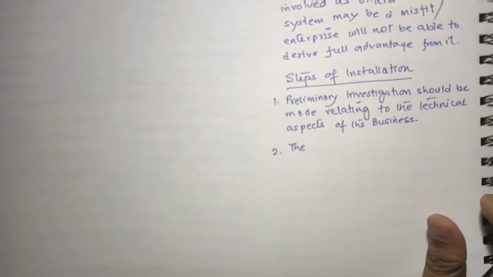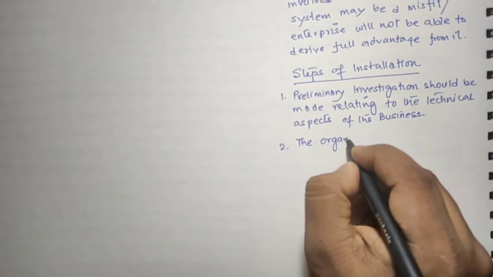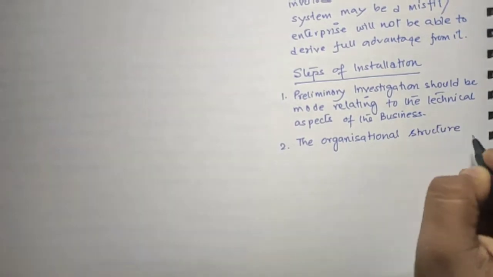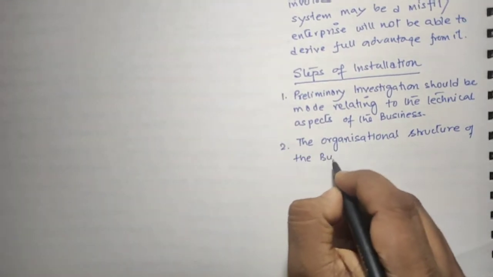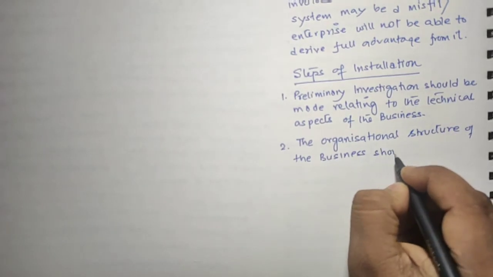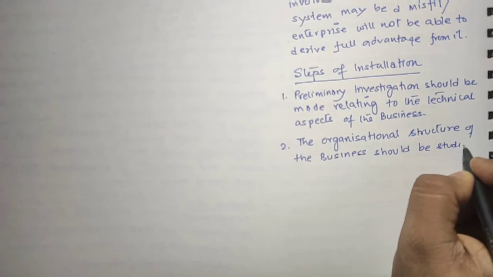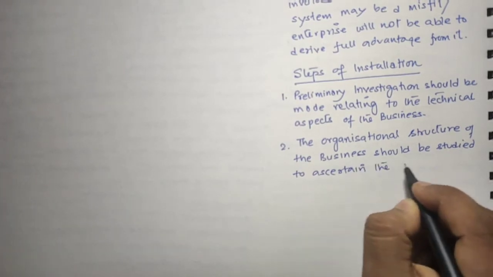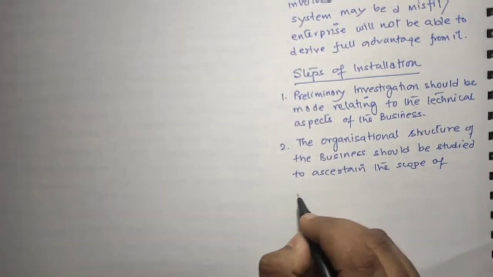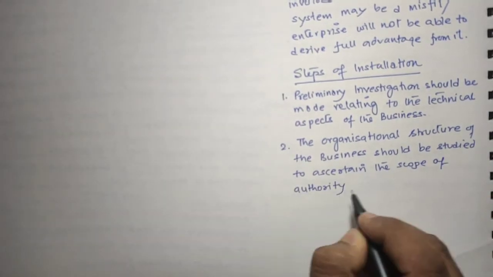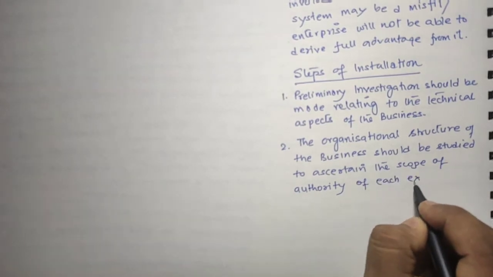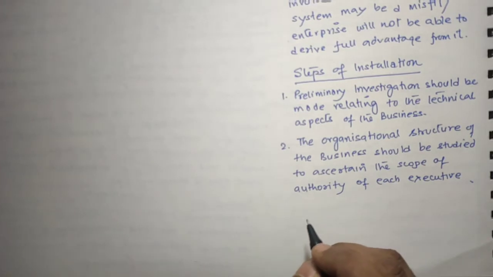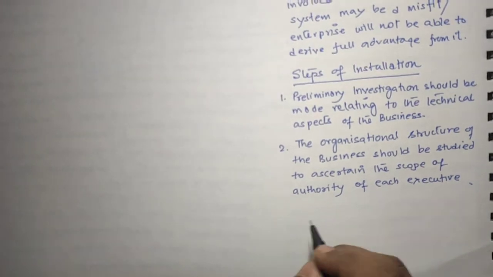Second, the organizational structure of the business should be studied, to ascertain the scope of authority of each executive. The existing organization should be the minimum advisable for full consideration. Okay. The third point, the method of purchase, storage and issue of materials should be examined and modified as per the requirements of the costing system.